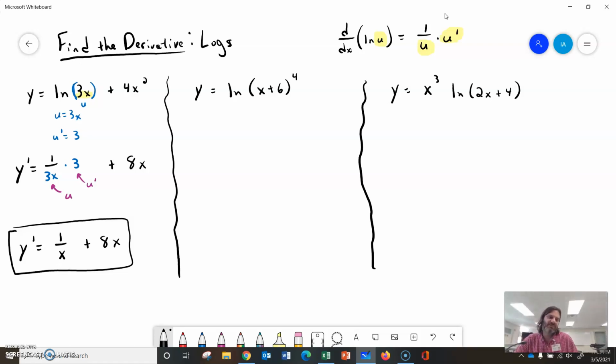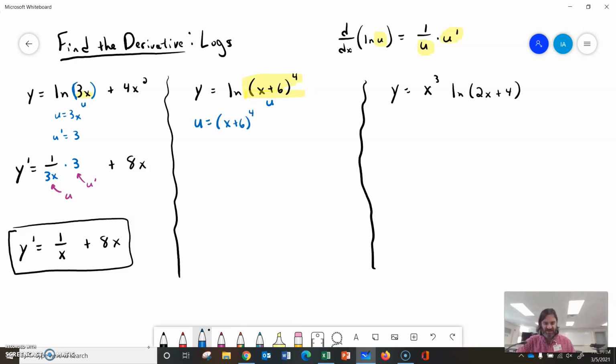The next example we have is y equals the natural log of the quantity x plus 6 to the 4th. So we definitely have a chain rule here, but we have something a little bit more interesting. We have the chain rule with a chain rule. First of all, in trying to do the natural log, we have a u of x plus 6 to the 4th. So in that original chain rule, we'll have u equals x plus 6 to the 4th.